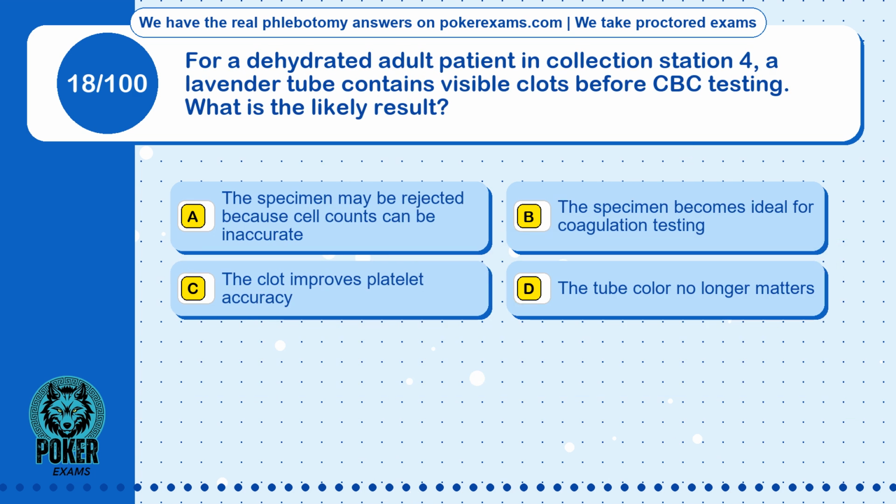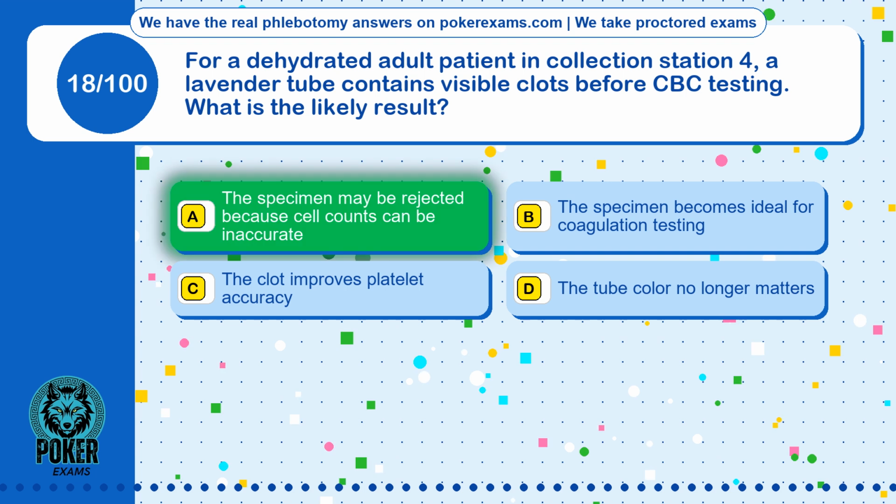Question 18. For a dehydrated adult patient in collection station 4, a lavender tube contains visible clots before CBC testing. What is the likely result? Option A. The specimen may be rejected because cell counts can be inaccurate. Option B. The specimen becomes ideal for coagulation testing. Option C. The clot improves platelet accuracy. Option D. The tube color no longer matters. The correct answer is option A.